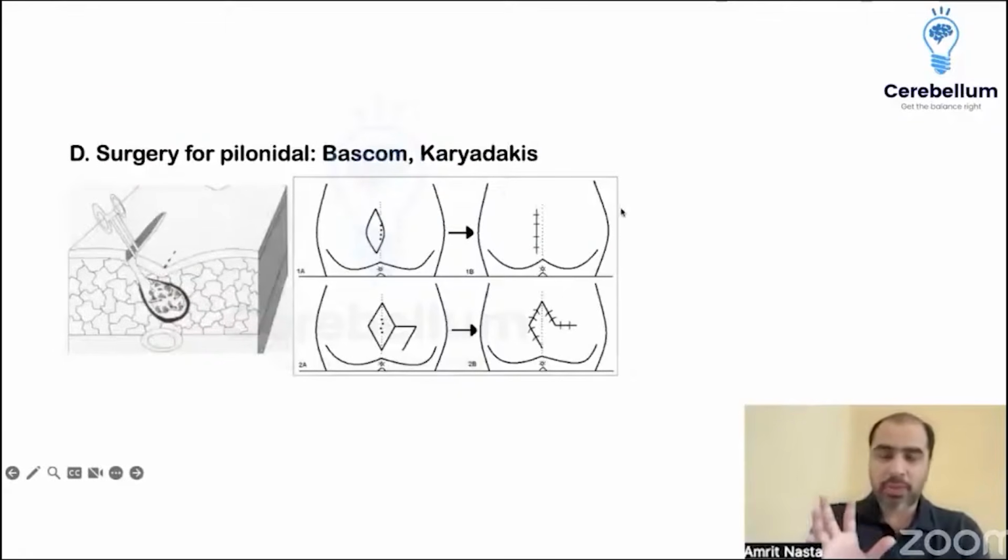Some images for pilonidal sinuses. This is one of the favorite FMG topics. Like this one over here, the first image, this is called Bascom procedure, where you are going from the side and removing the sinus. Then this one, where you are taking an elliptical incision to remove the tract, this is called Karydakis. And the third image, this one, very famous, this is excision with a rhomboid defect, reconstruction with a rhomboid flap, also known as Limberg flap, which is a type of transposition flap.